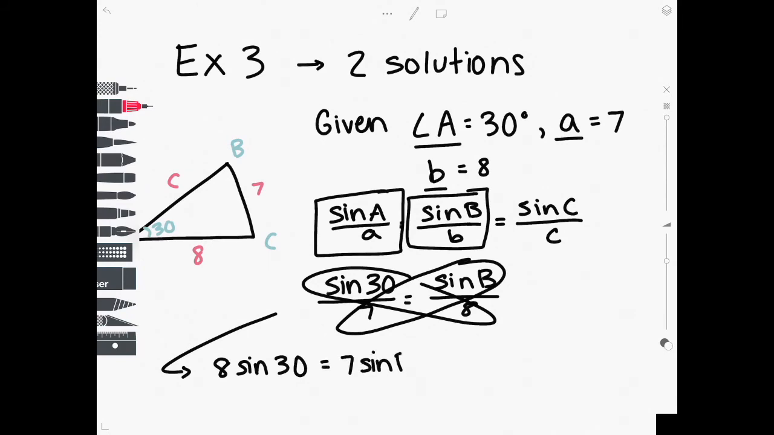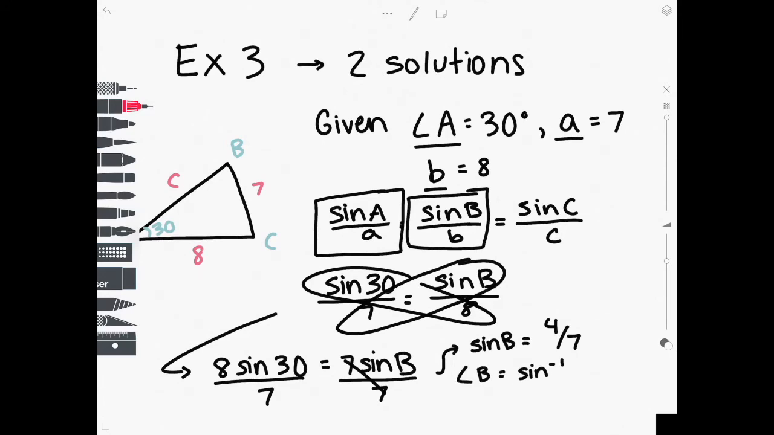And dividing both sides by 7, we can get our answer of 8 sine 30 over 7, and 8 sine 30 is equal to 4. So by using that, we can do sine B is equal to 4 over 7. And to find angle B, we can do angle B is equal to inverse sine of 4 over 7. So angle B is equal to 34.85.